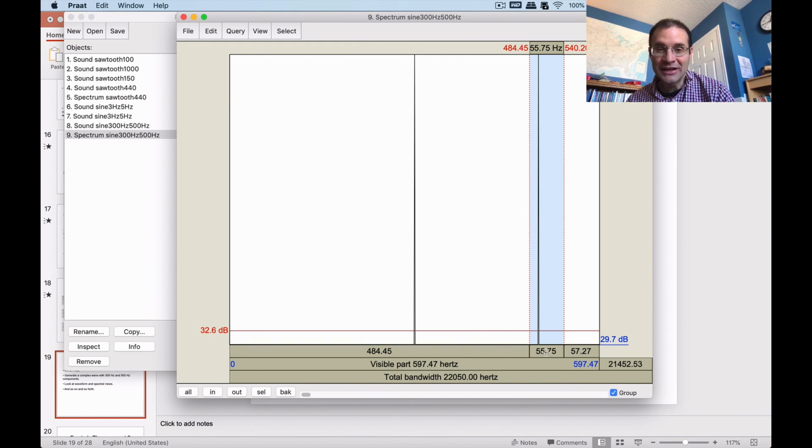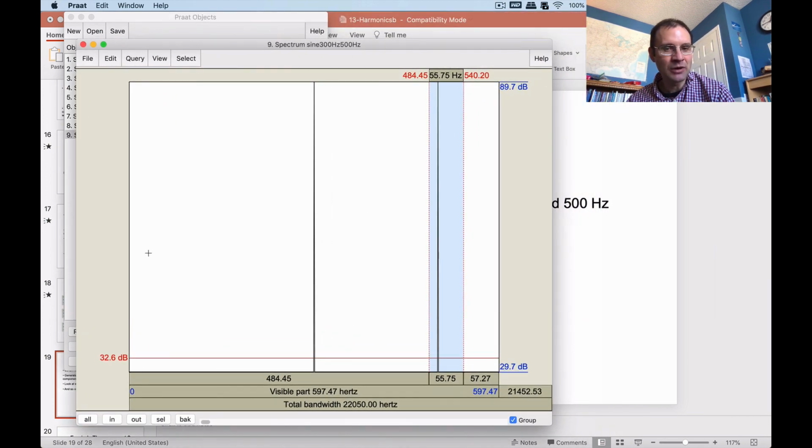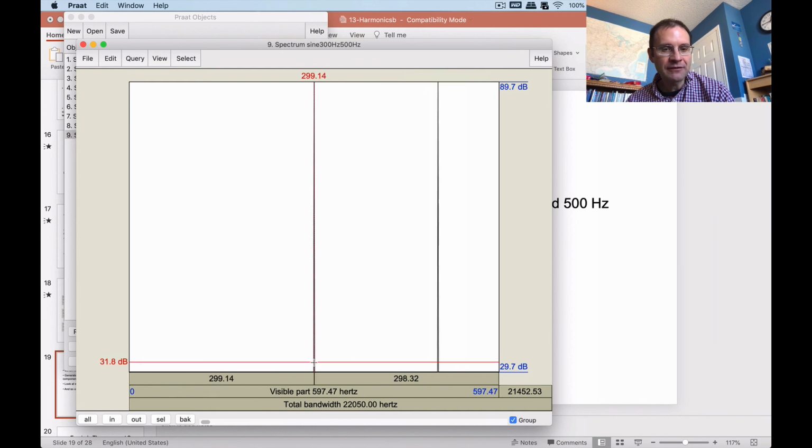Yeah, and it's not changing over time, which is why I can just use the spectrum to analyze this, because I don't have to worry about time in this representation. So I've got frequency here on the x-axis, and then I've got intensity on the y-axis. This one goes up to about 90 decibels. That doesn't mean a whole lot.